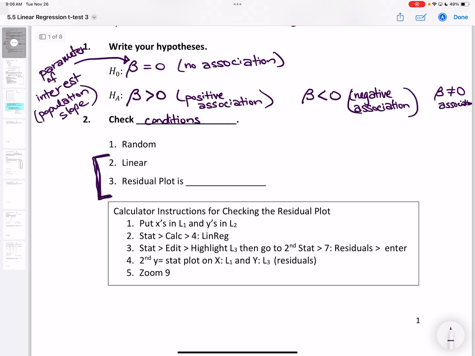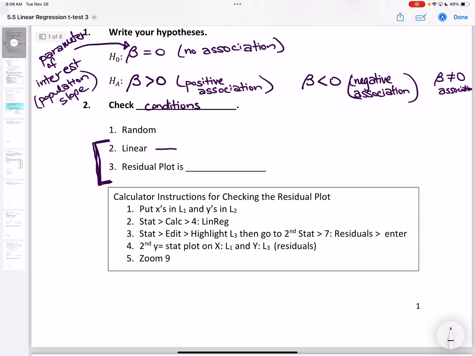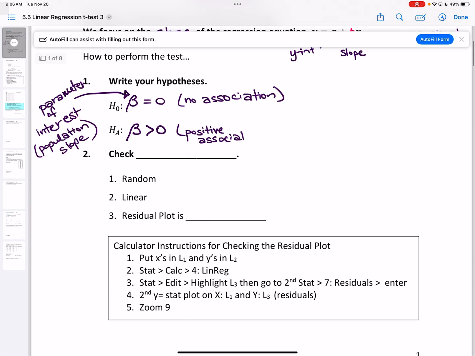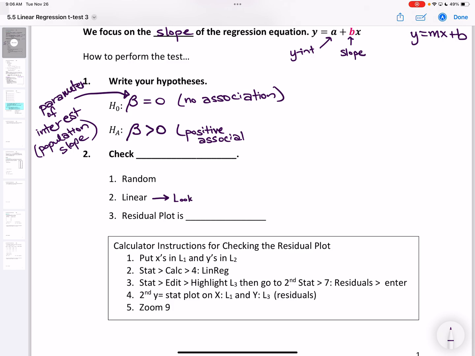Next, check for linear, okay? So the way that you check for linear is you look at the scatter plot, okay? And you look to see, does it look like it's linear? All right. Then you check to make sure the residual plot is scattered.